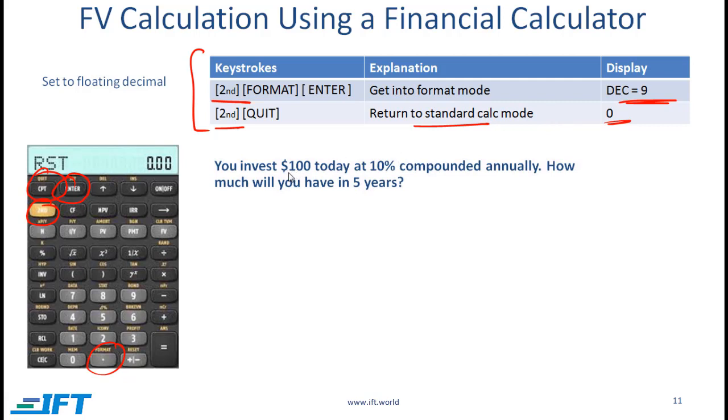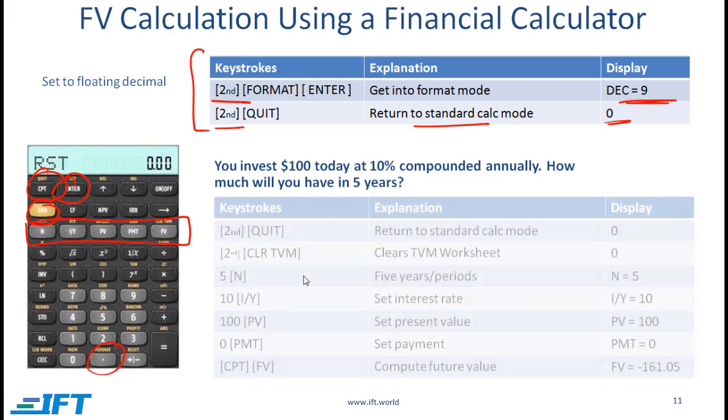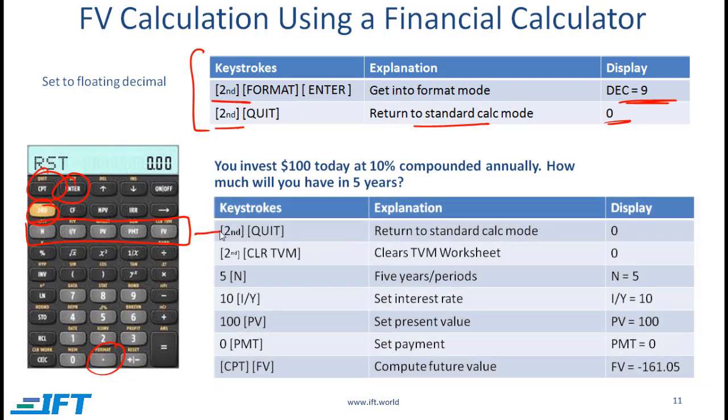Let's work through this problem now. You invest $100 today at 10% compounded annually. How much will you have in 5 years? You have learned how to do this using the formula, but now we'll see how to solve this problem using the calculator. And we are going to use this set of functions, which represents the time value of money functions on the calculator. Here is what you do. Second, quit, just to set the calculator in your standard mode. And then second, clear time value of money.